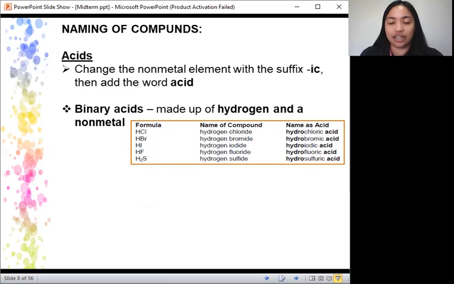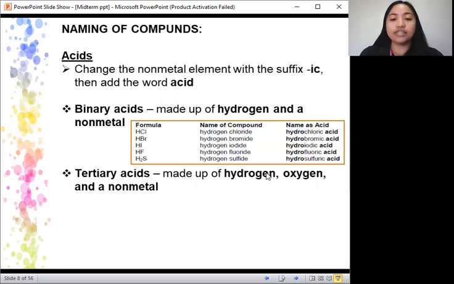The second word is acid. So that is how you write the compounds for binary acids. But if you write it this way, this is also correct and this is also correct. Okay, so next is the ternary acid. Ternary acids are compounds made up of hydrogen, oxygen, and a non-metal.